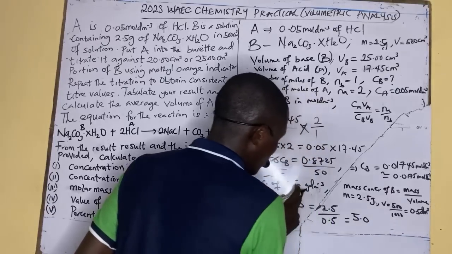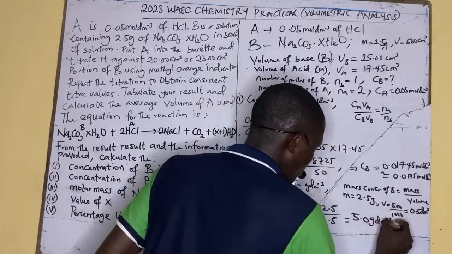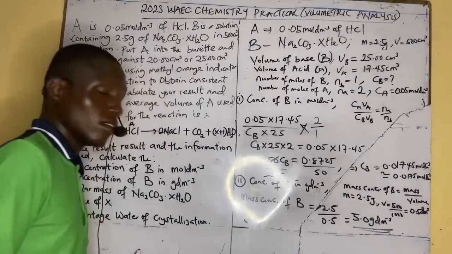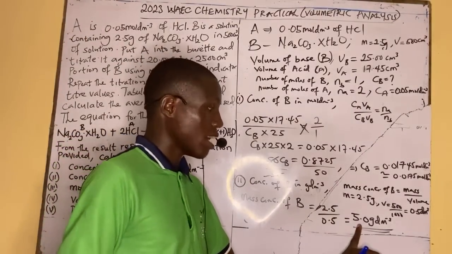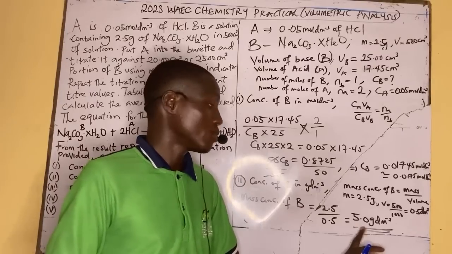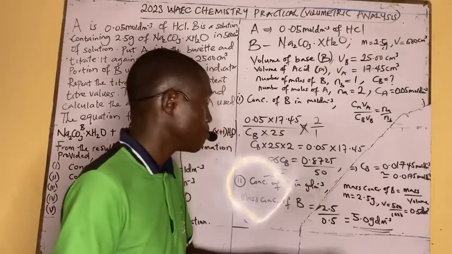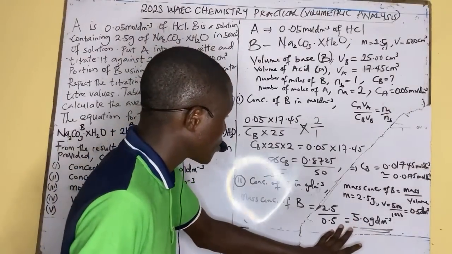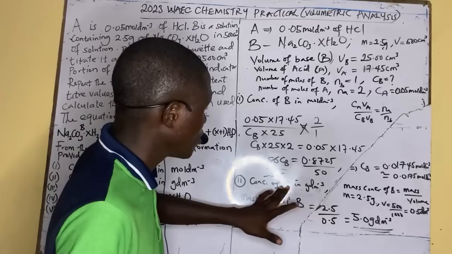Now, what do we need? Gram per dm cube. If you can remember, for the teachers in the house, you are asked to dissolve 5 gram in 1000 centimeter cube. So this is what we're getting again: 5.0 gram per dm cube. So the mass concentration of B is 5.0 gram per dm cube. We have calculated the concentration of B in gram per dm cube.